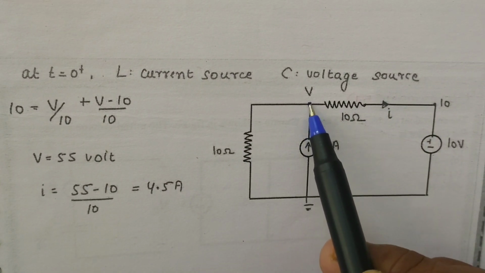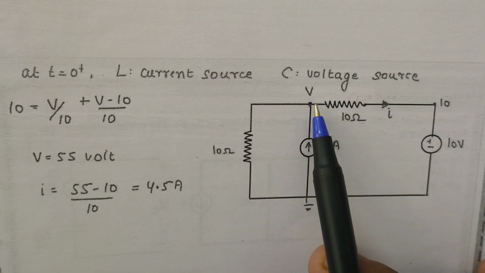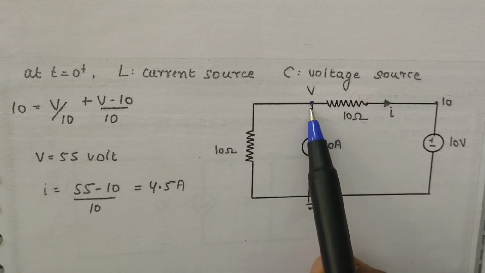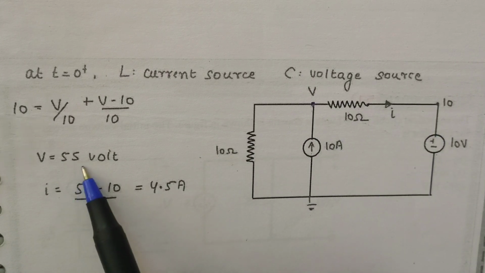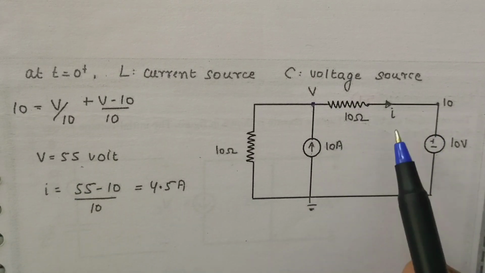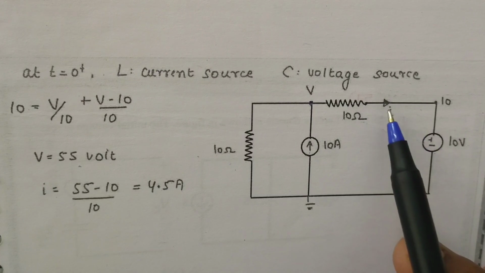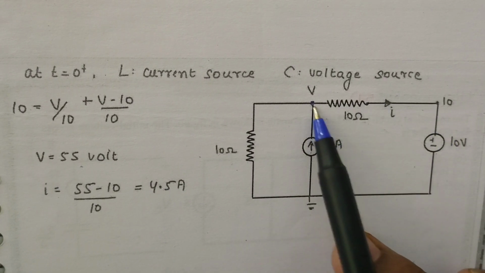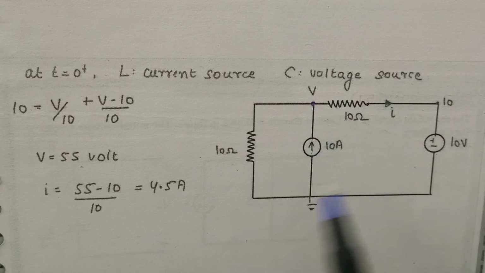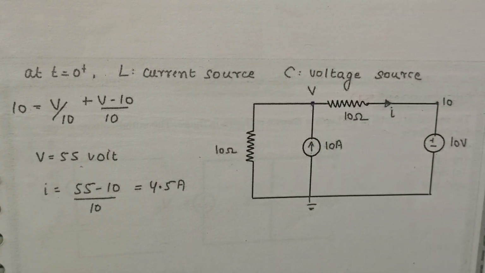Here you have to apply nodal analysis. 10 amperes is equal to V by 10 plus (V minus 10) by 10, so you will get V as 55 volts. He is asking to find the current through the capacitor, and the current flowing direction is this. Current is equal to (V minus 10) by 10, which is (55 minus 10) by 10, equal to 4.5 amperes.